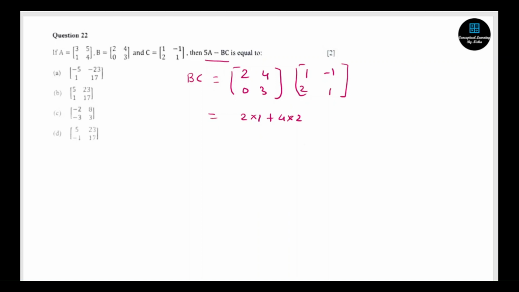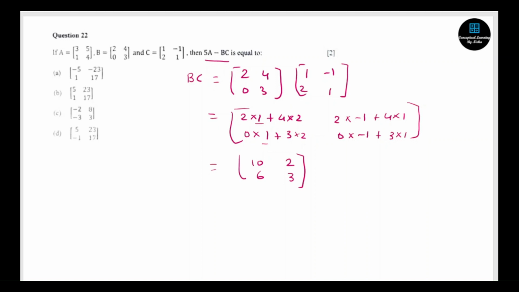Again, first row, second column. So 2 into minus 1 plus 4 into 1. Second row, first column: 0. I know it is 0, but I'll write this so that I can confirm that I'm doing it correctly. Now 3 into 2. And what do I get here? 0 into minus 1 plus 3 into 1. Now if I write my answer, this is 2 plus 8, so 10. 0 plus 6, so I'll get 6. Minus 2 plus 4, I'll get 2. And this is 3. So this is BC.